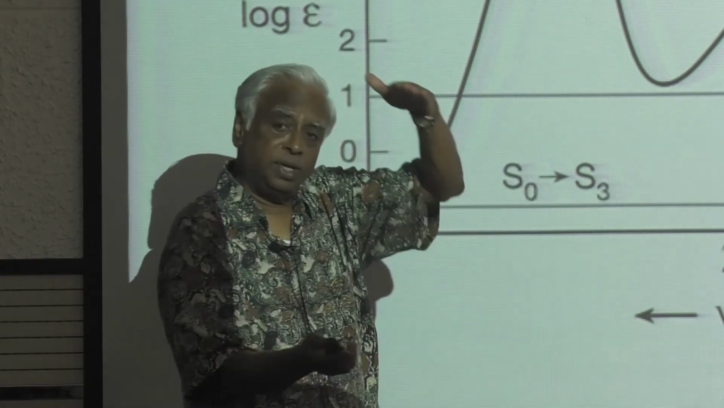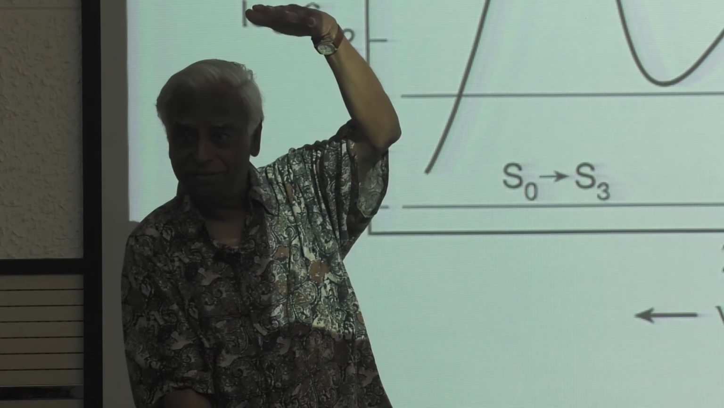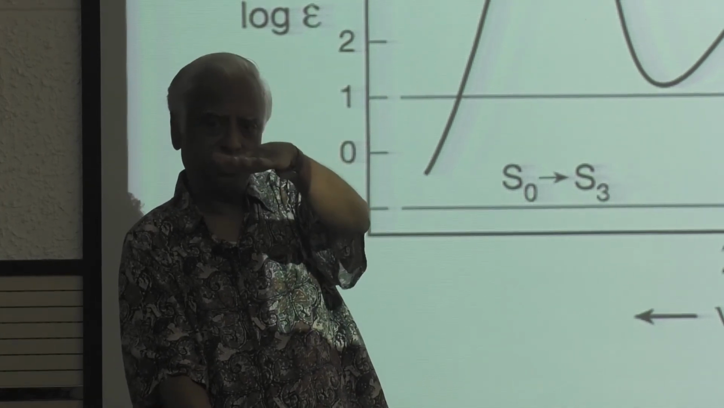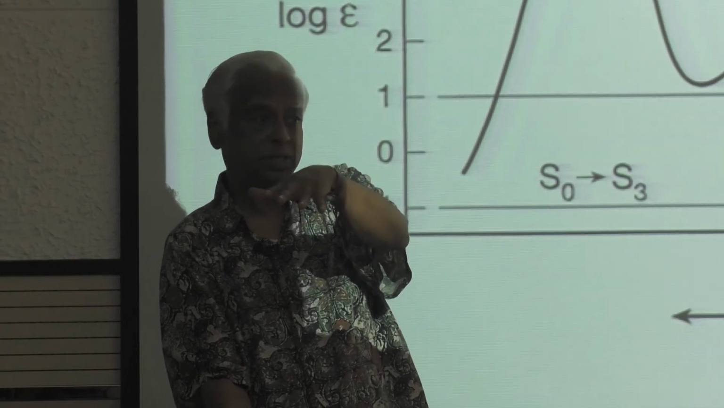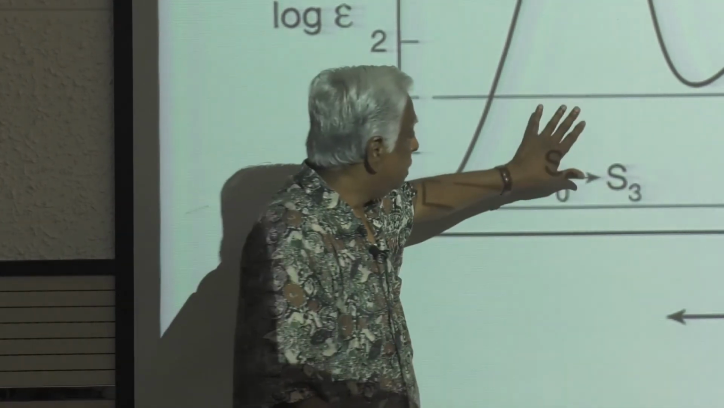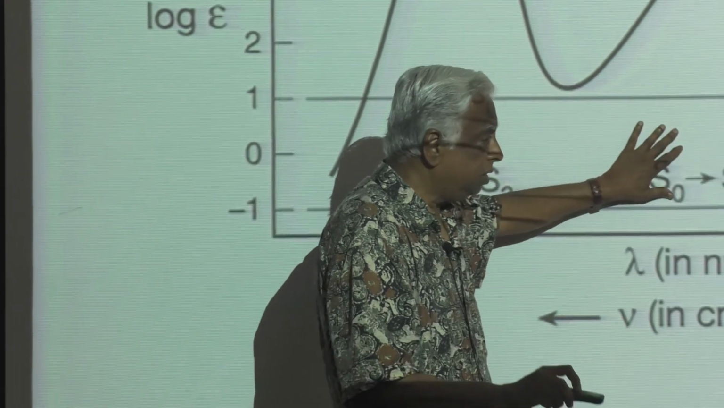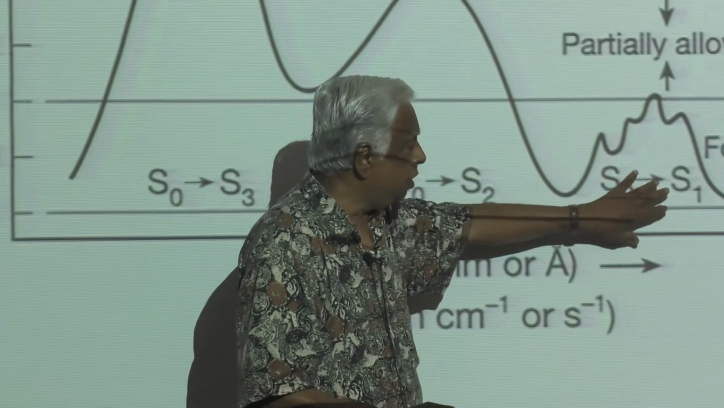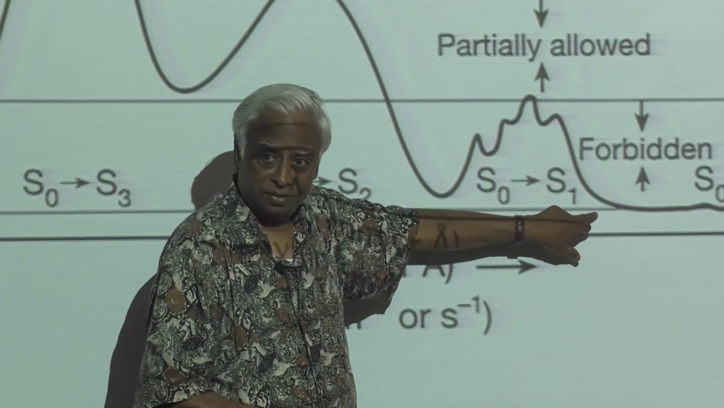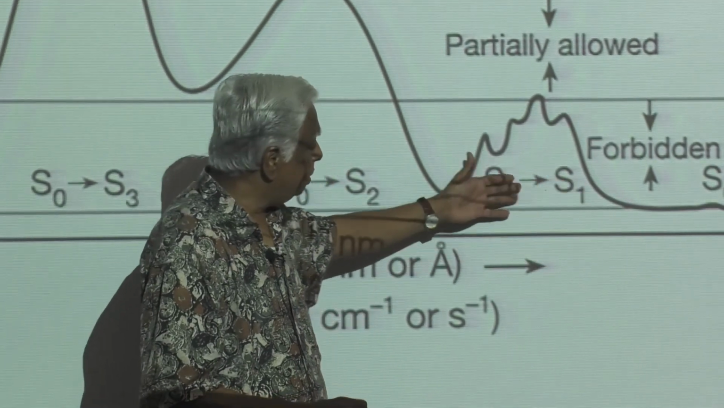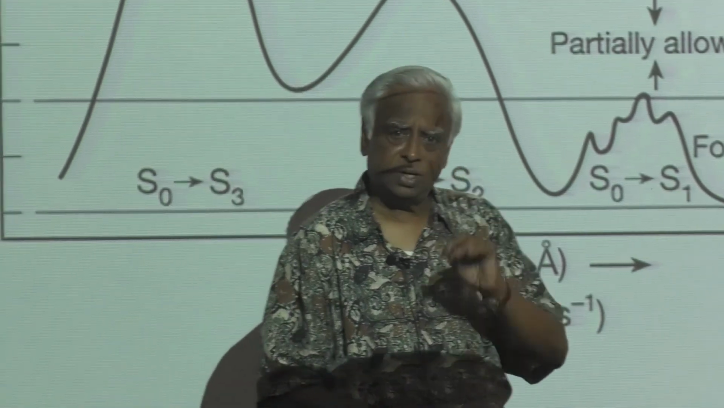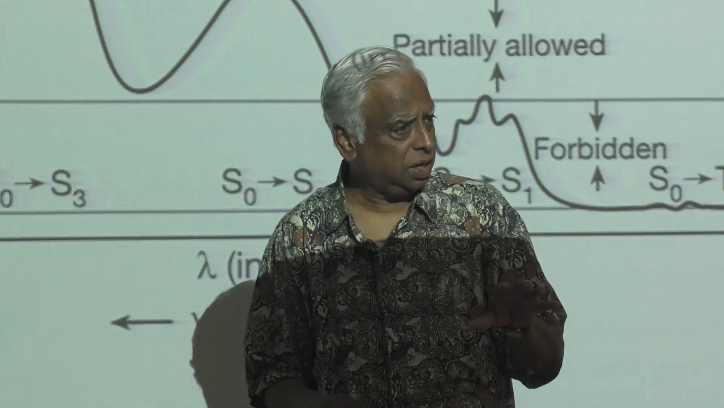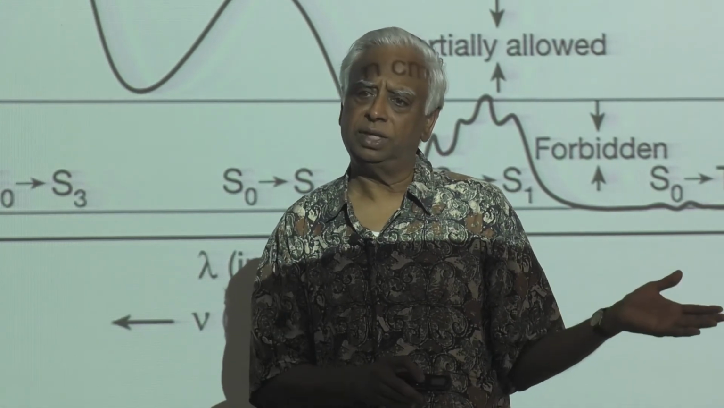The gap between S0 and S3 is large, so it needs a shorter wavelength. Going from S0 to S2 is a little less, so it needs a slightly longer wavelength. For S0 to S1, the gap is even smaller, so it is going to be an even longer wavelength. So the absorption that you see corresponds to 3 different states, S0 to S1, S0 to S2, and S0 to S3, and each one comes up at a different wavelength.